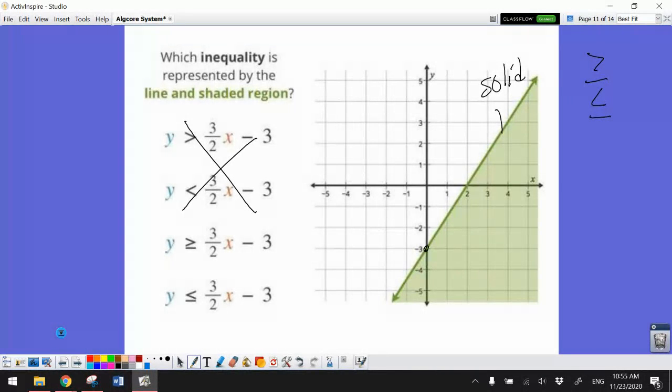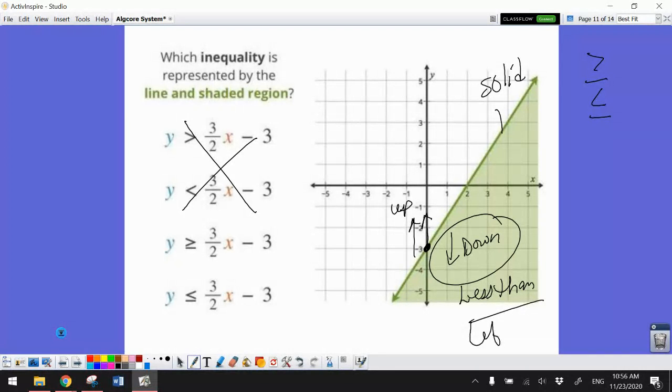Now, here's my intercept. This direction is up. This direction is down. Which direction is shaded? Yeah, it's the down. So if it's down, I know that means I'm talking about smaller numbers. So it's less than, which means it's got to be pointing to the left. So my equation should be y is less than or equal to 3 halves x minus 3.